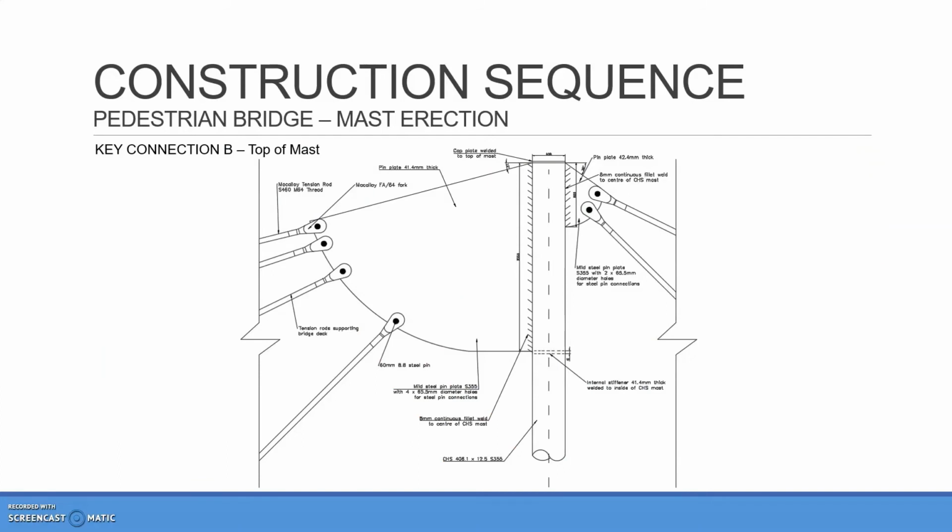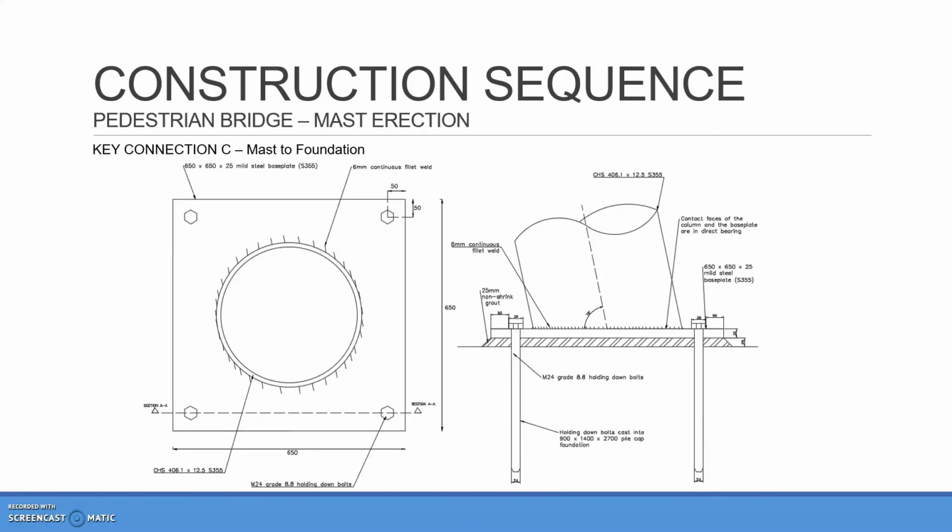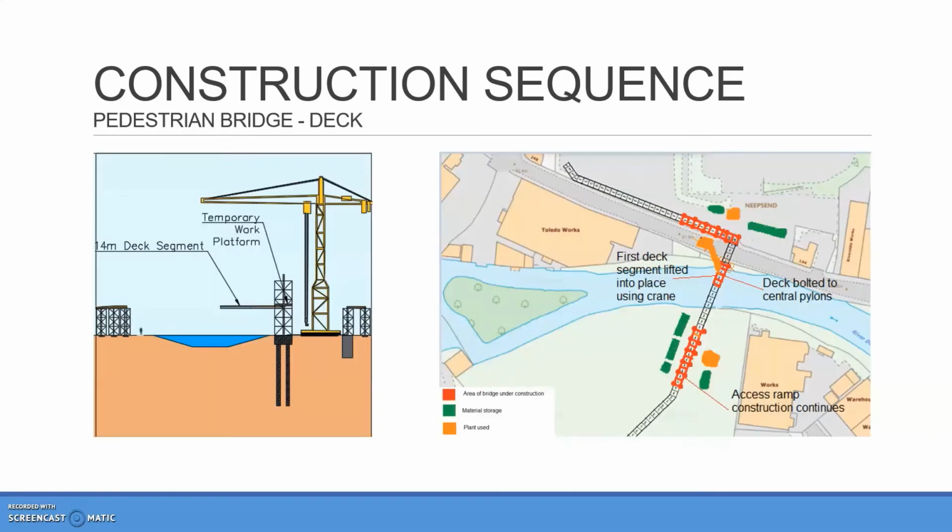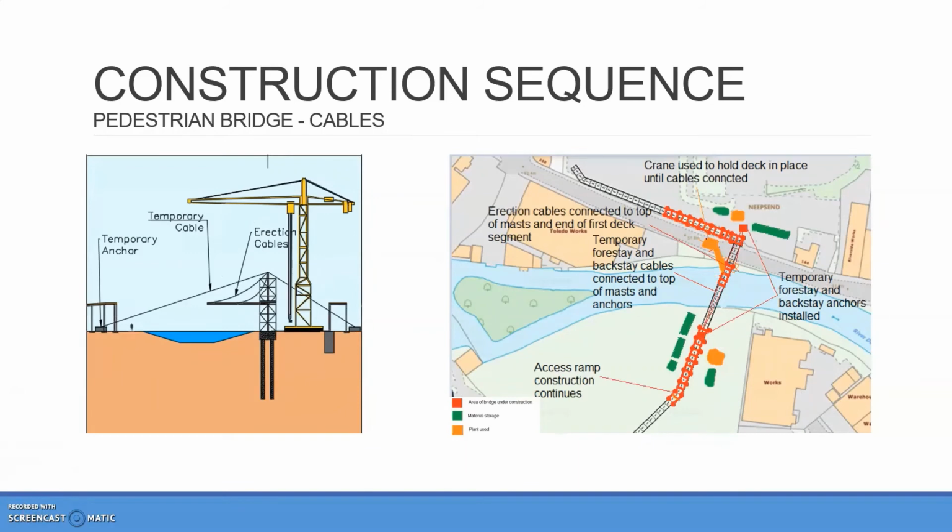The mast erection stage of construction has two key connection details: the top of the mast and the base of the mast to the foundation. A temporary work platform is then suspended from the central mast, and scaffolding is constructed around it. The first 14-metre prefabricated deck segment is lifted into place using the onshore tower crane and bolted to the steel mast. Temporary 4-stone backstay anchors are installed and connected to the top of the mast using steel cables. Tension rods are then connected to the top of the mast and the end of the first deck segment.